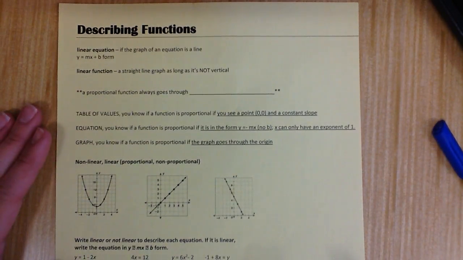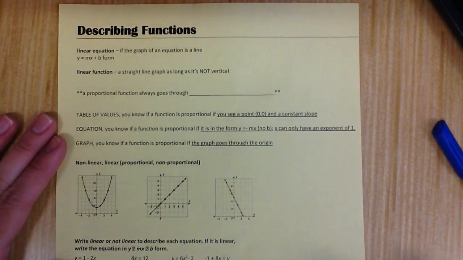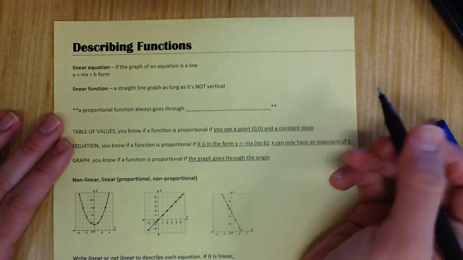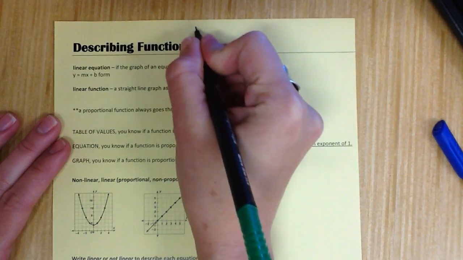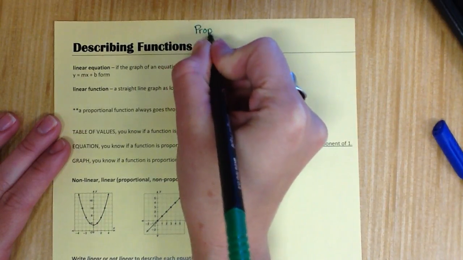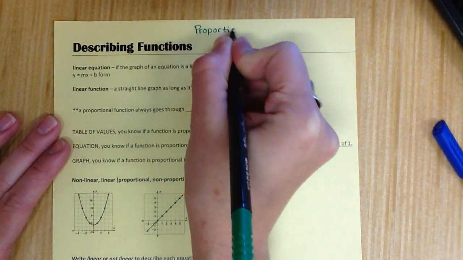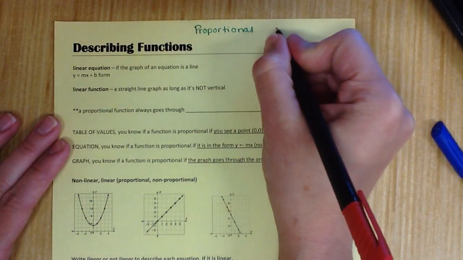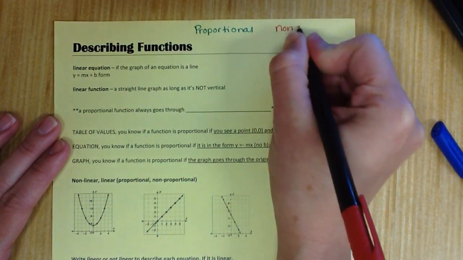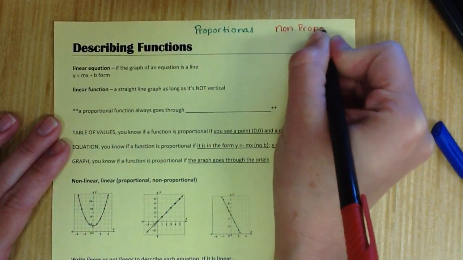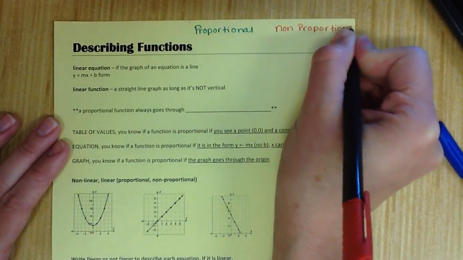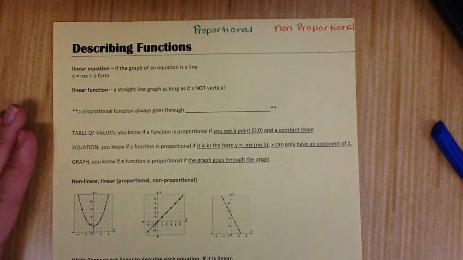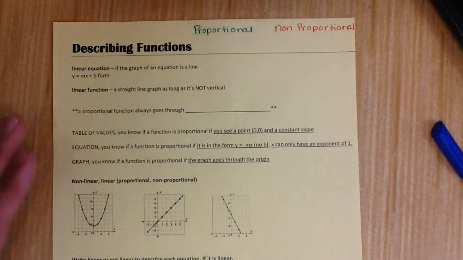Okay, 8th graders, today we're going to continue talking about functions, but before we keep going, I want to do a little concept review up here. Let's review what proportional relationships are, or look like, and what non-proportional looks like. So let's look at what it looks like with a graph and with an equation.